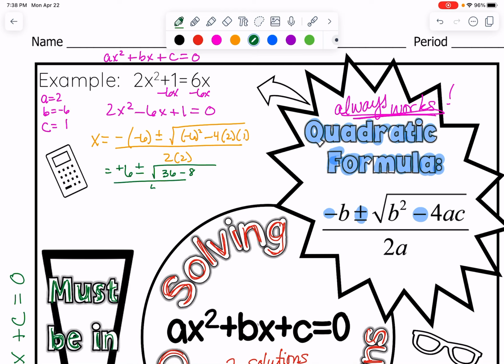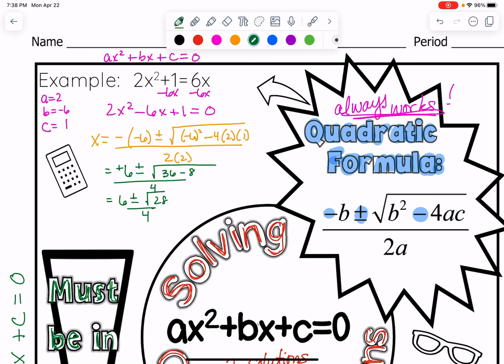All over 4. So far, all I've done is simplify the pieces of the equation. So let's simplify a little bit more. 6 plus or minus the square root of 28 over 4.